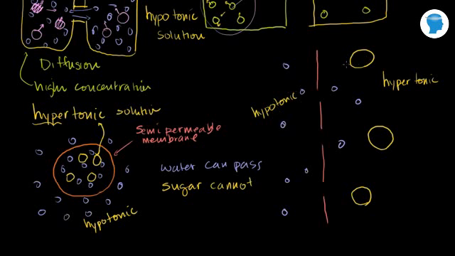But in this case, these guys can't fit through the hole. Only water can go back and forth. If these guys were not here, water would have an equal likelihood of going in this direction as in that direction. A completely equal likelihood.